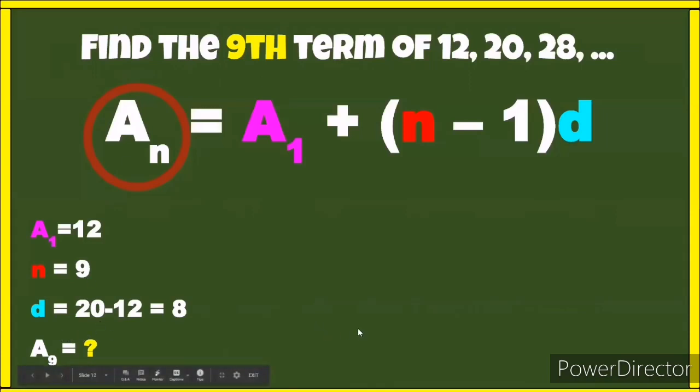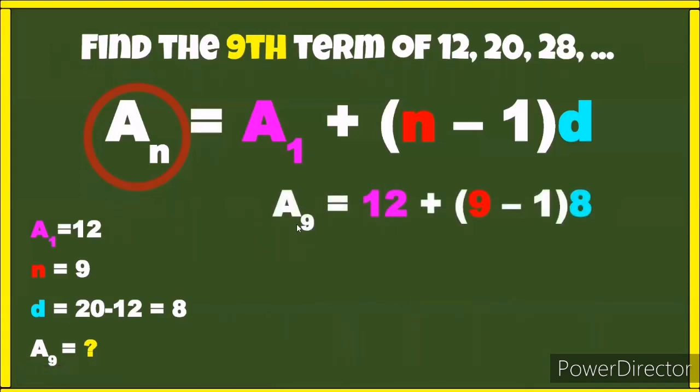d, or the common difference, can be obtained by subtracting 20 and 12. 20 minus 12 is 8. And we are just looking for a sub n, or a sub 9, the ninth term. Next, we substitute everything in the formula. We have a sub 9 equals 12 plus 9 minus 1 times 8.